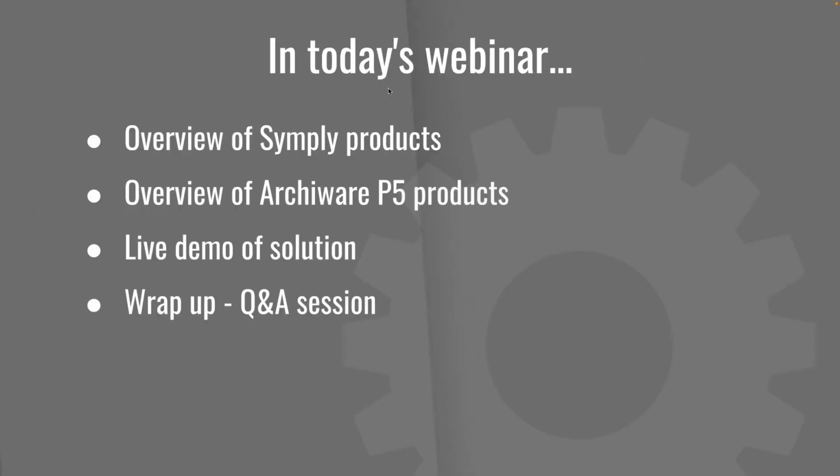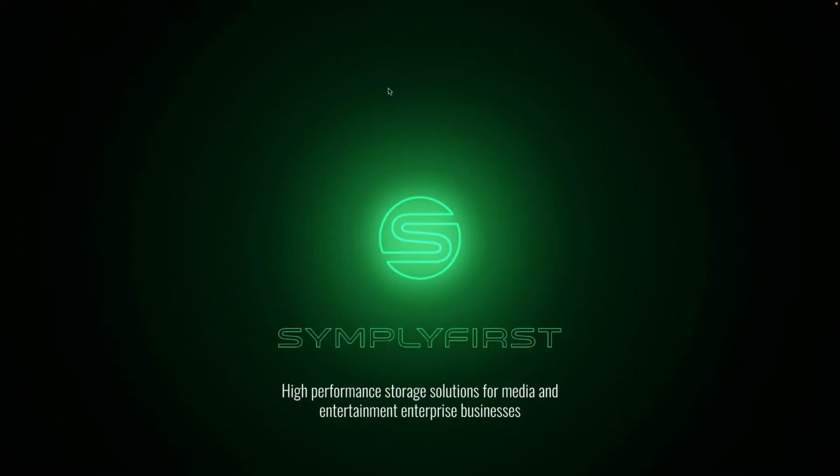So let's begin with the content that we're going to go through. We're basically splitting this into 4 quarters, approximately 40 minutes, beginning with an overview of the Symply products. Plus, Nick has some products in front of him, so he's going to give us some physical demo of them. Then we'll have an overview of the Archiware P5 products from me, focused mostly around the archive product. Then I will show you some web browser interfaces of how to do archive and backup to tape and cloud. And then we'll wrap up with those questions at the end. So let's begin. Over to you, Alex, with SymplyFirst.